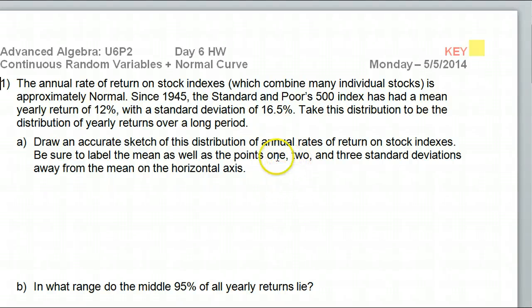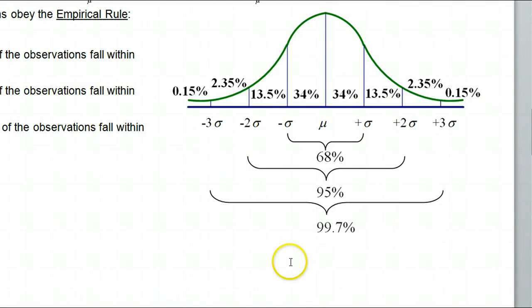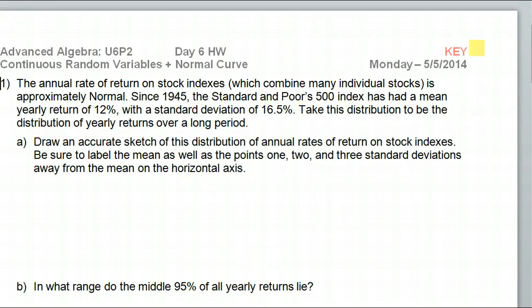All right, day 6 homework. We are learning about the normal curve, which looks like this. And the bottom line is you really want to memorize all of these little numbers on this curve, including these 3 percentages down here. Okay, we will be referring back to these. But let's get started for right now.